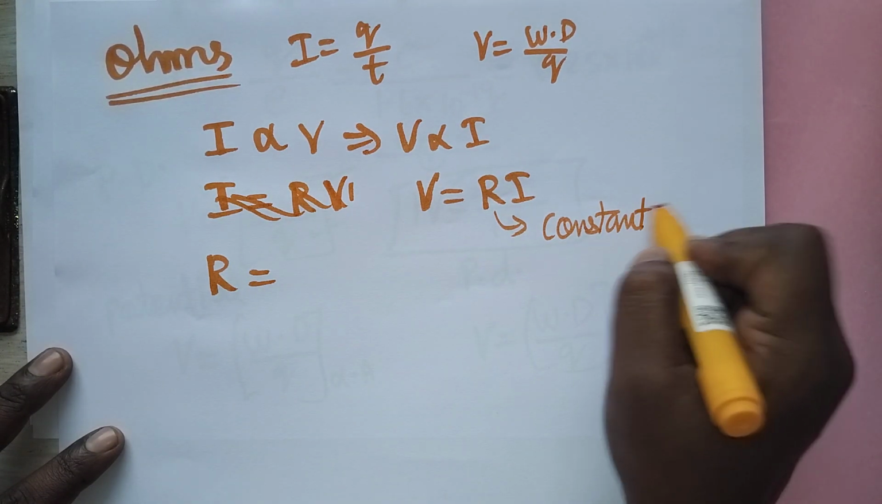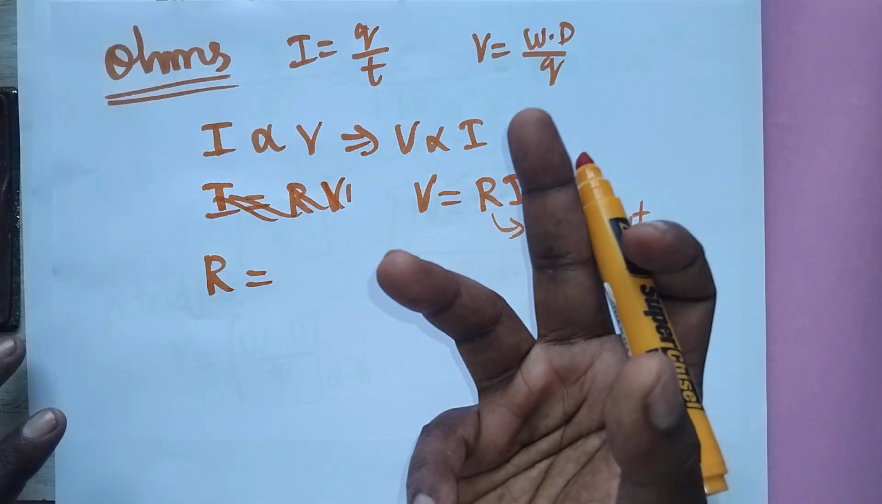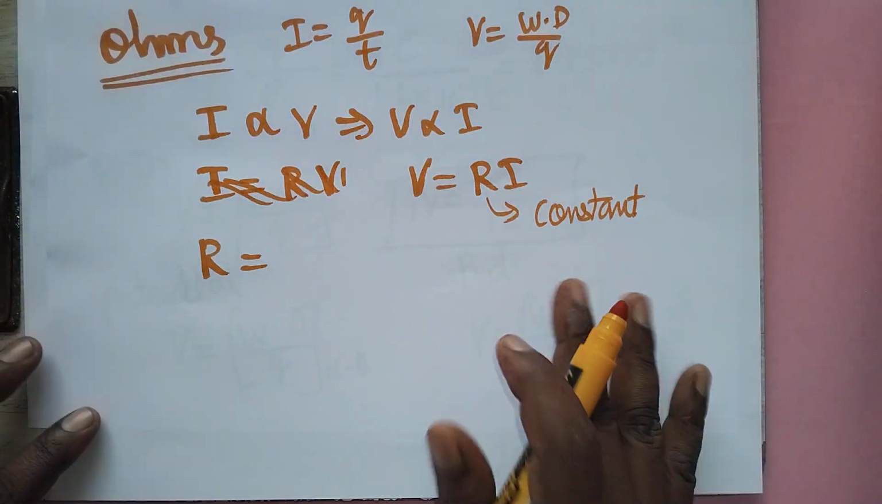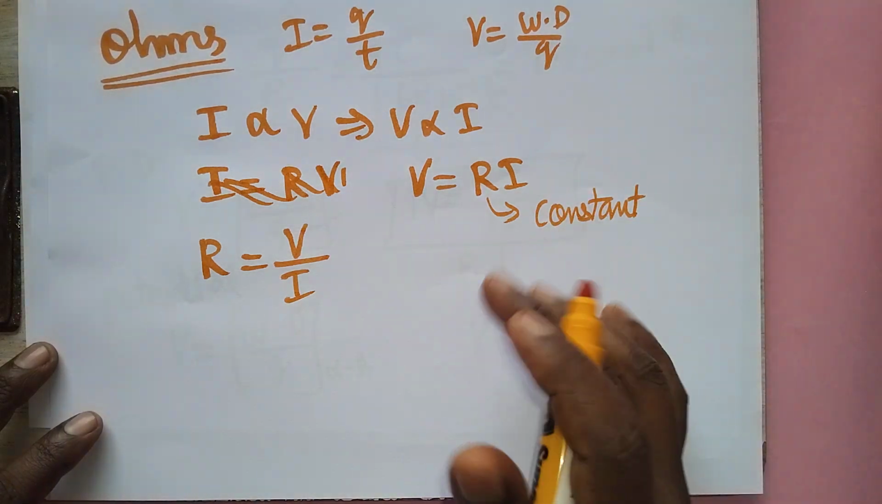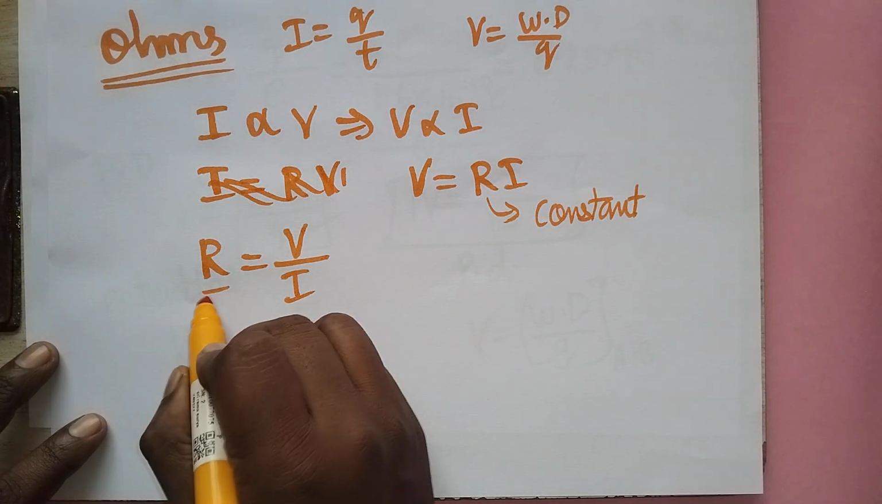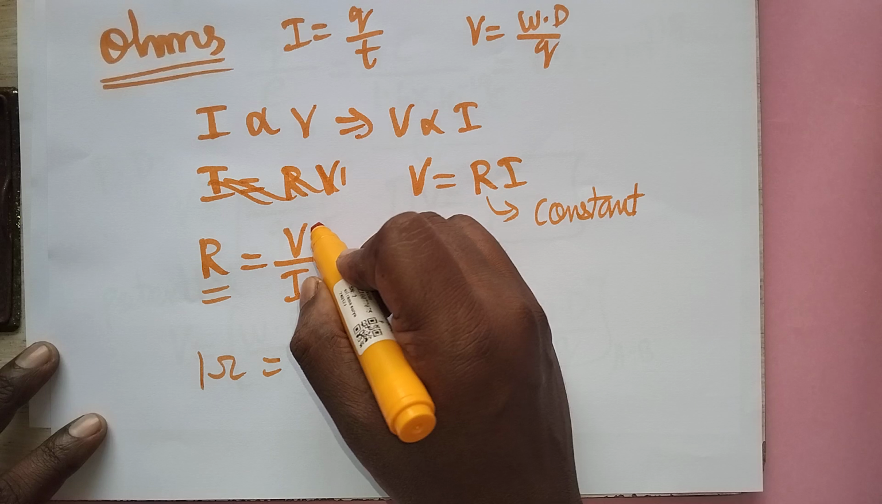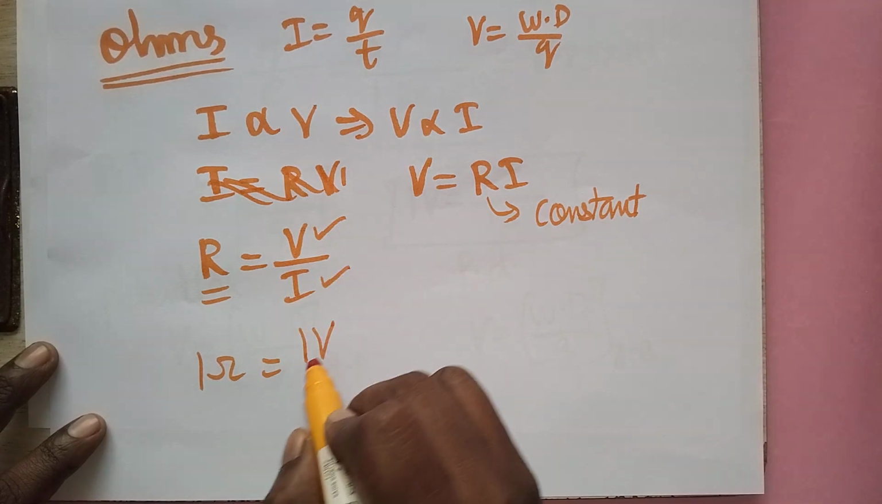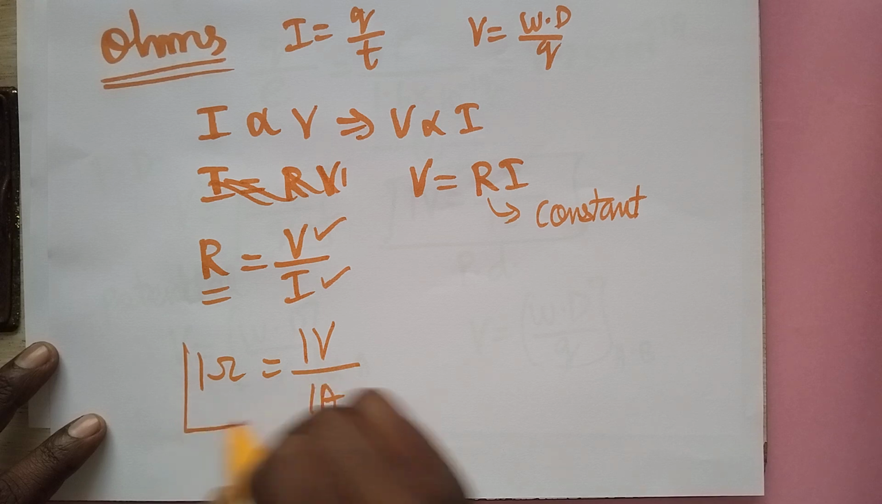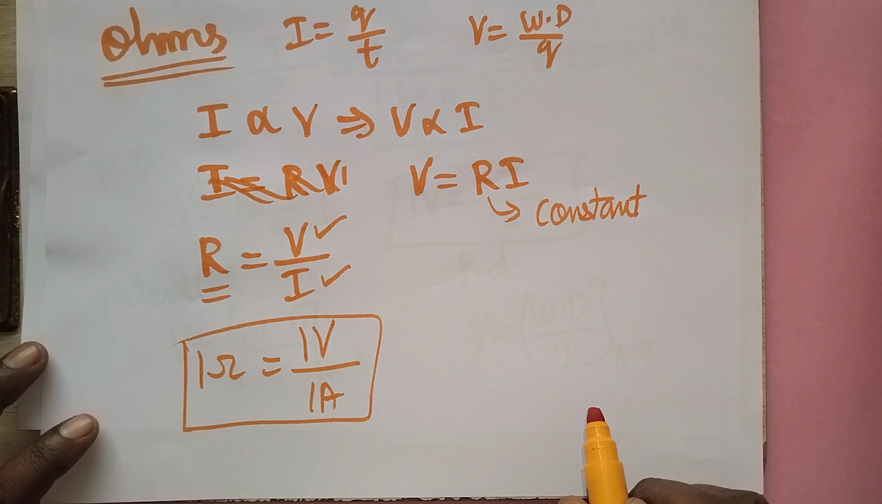What is resistance? The obstruction offered by the wire. It's created by the atoms. So R is equal to V by I. What is the unit of resistance? Ohms. The unit of potential we call volt, the unit of current we call ampere. 1 ohm is equal to 1 volt by 1 ampere.